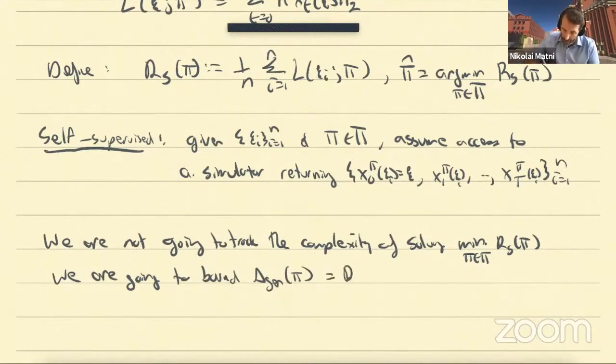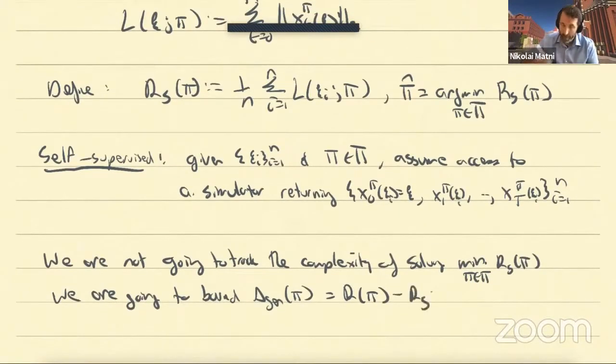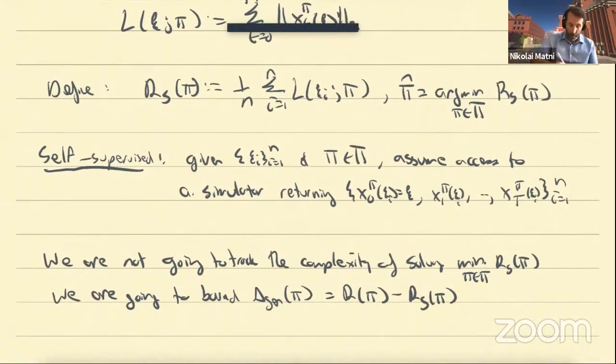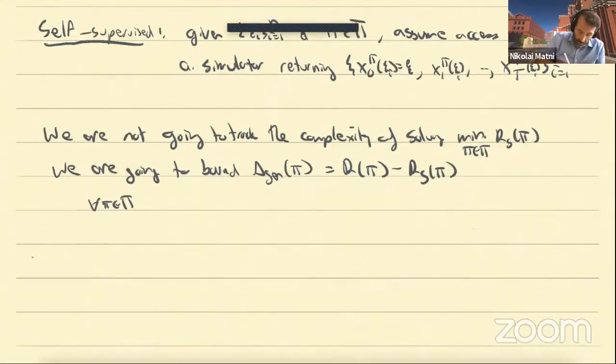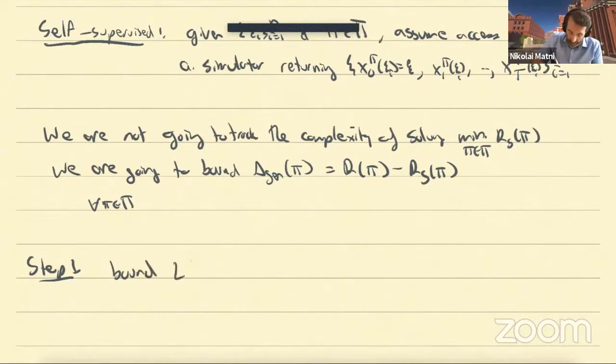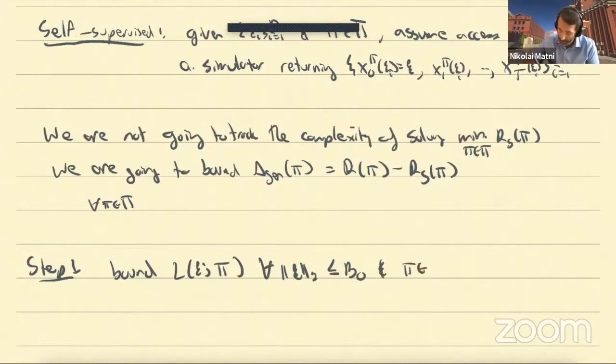Which, as before, is going to be the true risk incurred by the policy minus its empirical risk. Okay, right, and we're going to want to do this for all pi and pi, right? So we're going to take a uniform convergence approach. Okay, so as before, step one is going to be to bound L C of pi for all initial conditions and all policies pi and pi.